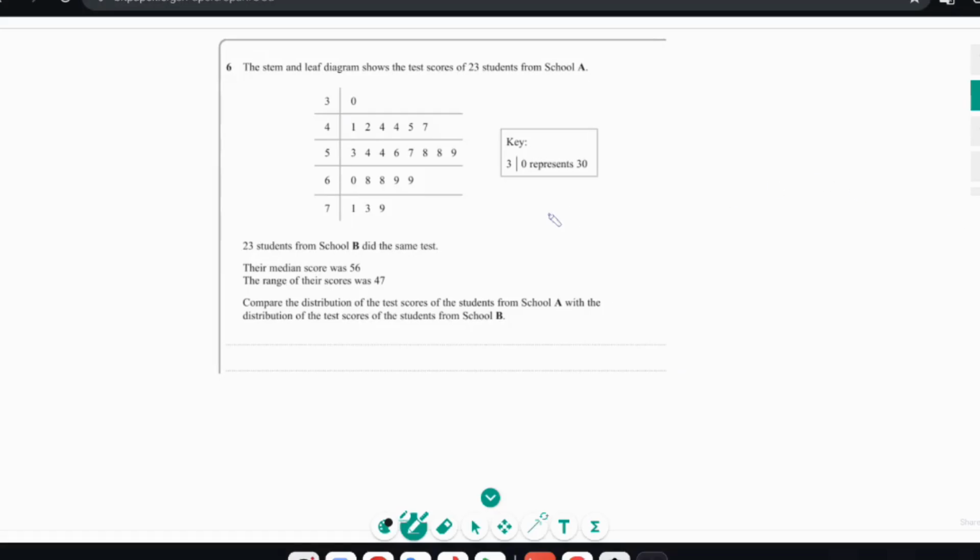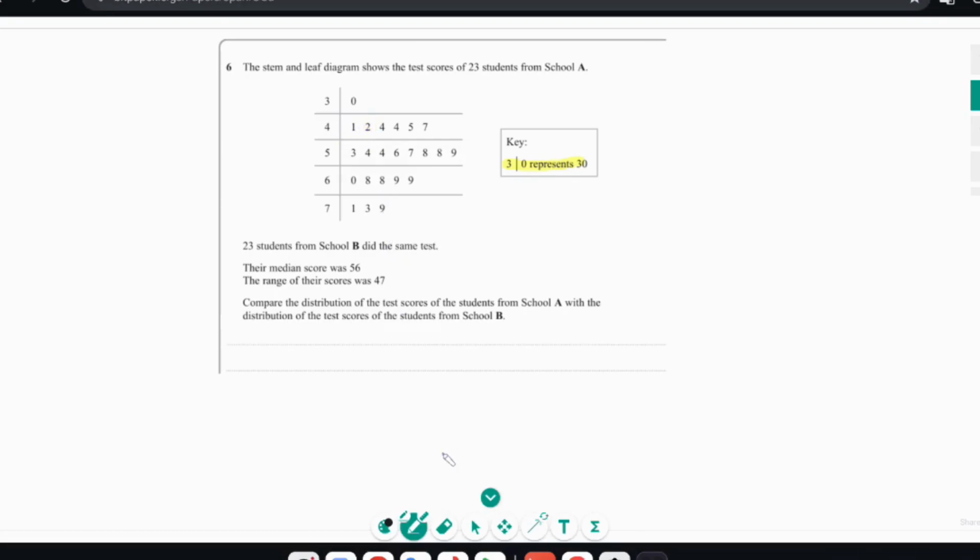A stem and leaf diagram shows the test scores of 22 students from school A. If you look at your key here, it's showing us that the numbers on the left hand side of the line represent tens, and on the right hand side represent units. So this number here would be 42.